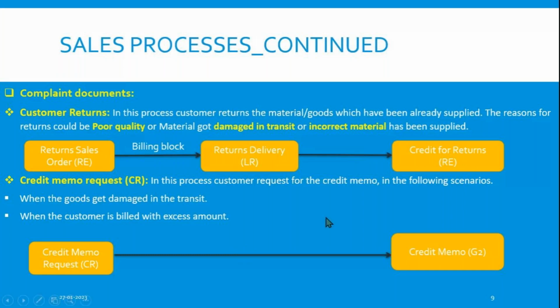For the credit memo request, you are creating a credit memo, but it also goes for a billing block, because you are giving money from the company to the customer. So then management wants to know, why are we giving it? That's why it goes for a default billing block. If a guy sitting at a computer is creating a credit memo request and he is the only one giving the credit memo, then where is the control? That's why it goes for a billing block.